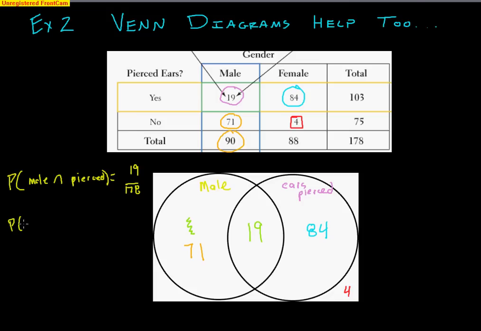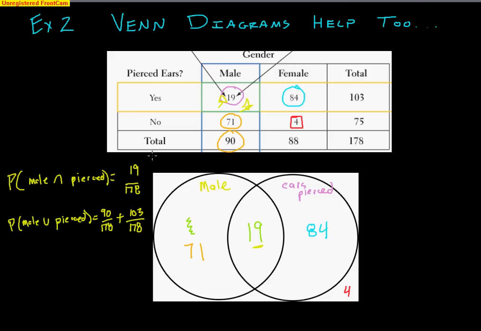What about the probability that you're a male or you have your ears pierced? Okay? Well, watch how the Venn diagram makes this easy. Males. Well, the entire circle for males is 90. So 90 out of 178. Plus pierced. The entire circle for pierced, having your ears pierced, is 103, out of 178. However, these 19 people here, they got counted twice.